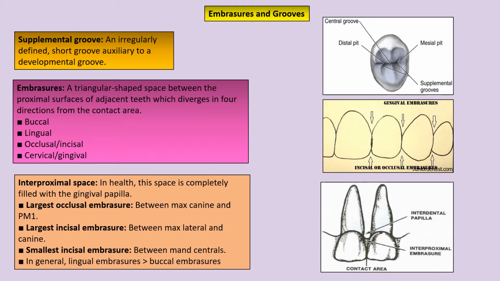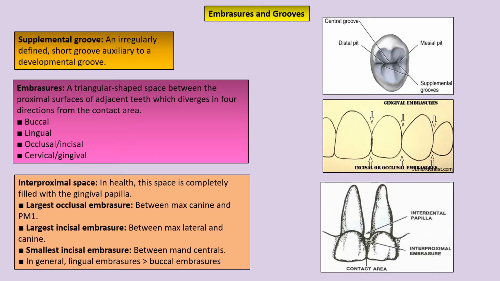Now we can see different types of grooves, like supplemental grooves. So we have a central groove that's running in the center, but from the central groove you can see different supplemental grooves, like thin grooves that arise from the central groove. And supplemental grooves are very common on the maxillary second premolar, which gives it a wrinkled or crenulated appearance.